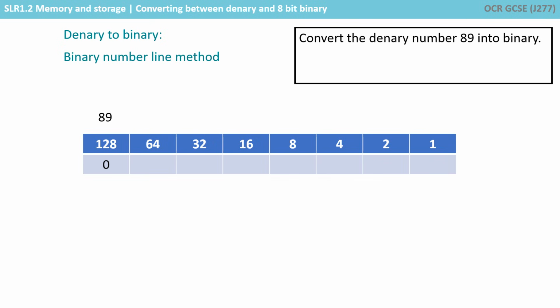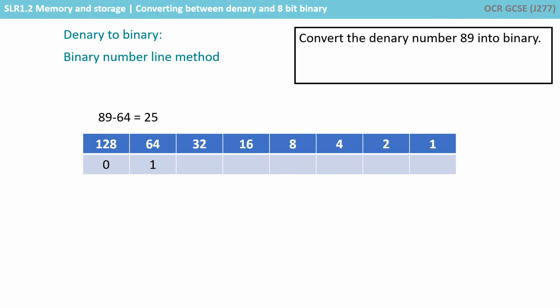So we want the number 89 and we start on the left with 128. Well, how many 128s fit into 89? Well, the answer is 0. So we write 0 and we've got 89 left over. How many 64s fit into 89? Well, 1 fits in and we've got 25 left over.